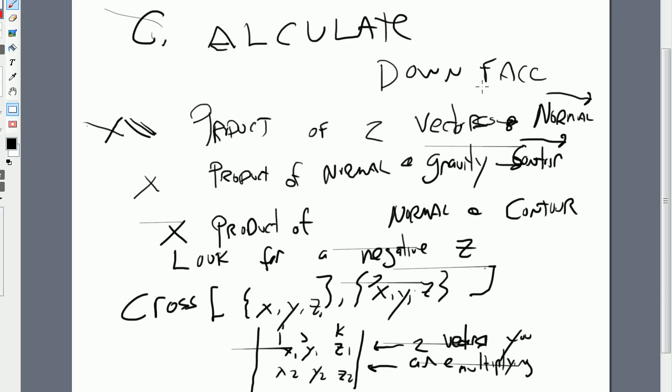To calculate the down face vector, you identify two vectors in the plane, usually two edges. You take the cross product of the two vectors. That gets you the normal vector. You take the cross product of the normal and the gravity vector, which is 0i, 0j, and minus 1k, or minus 9.8k, or minus 32.2.